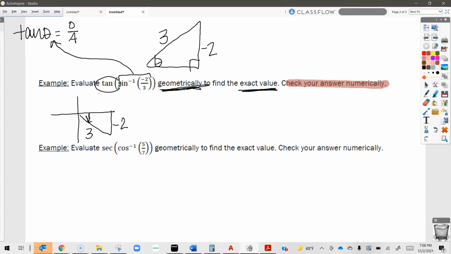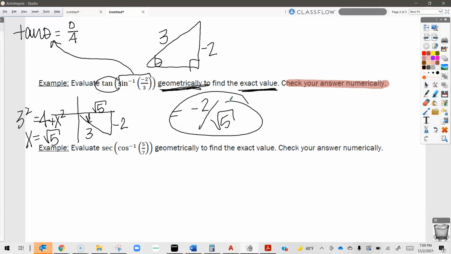So we could use the Pythagorean theorem. That would end up giving us 3 squared is equal to 4 plus x squared. So we would have x is the square root of 5. And tangent's ratio here is opposite over adjacent, so -2 over the square root of 5.